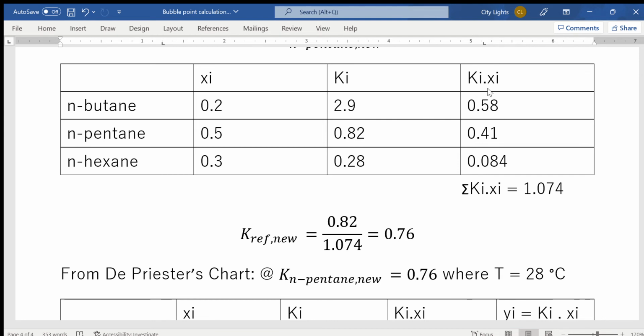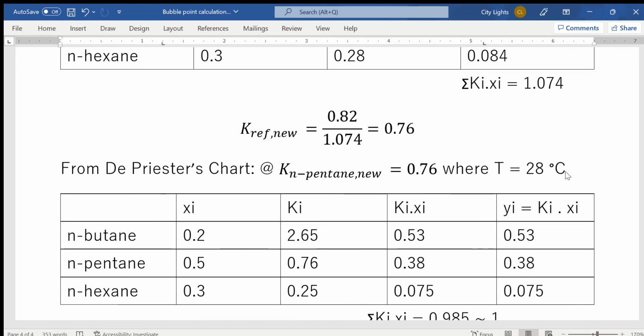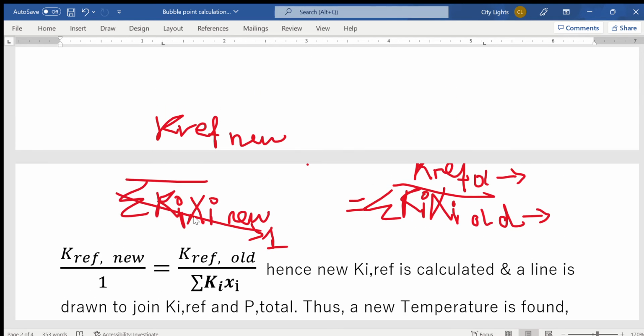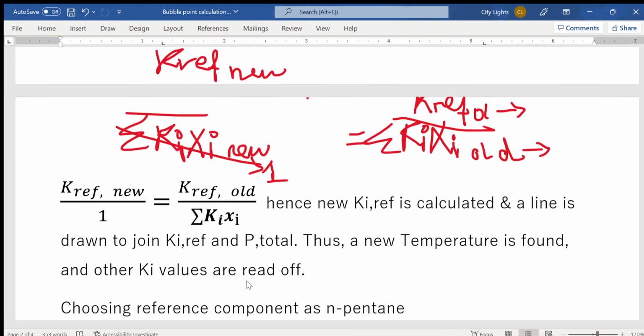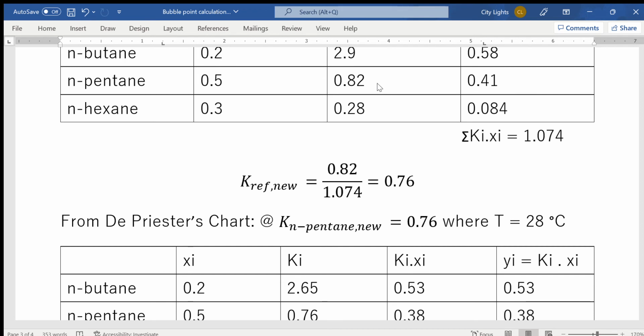Now again, I'm going to calculate the product, and write the summation of the product. Here, my value came out to be pretty close to 1.074, but it's still not equal to 1. So I am going to calculate a new K value using the same formula: K ref new is equal to K ref old divided by the summation number. Now it's telling me to calculate the new K ref as 0.76. Previously it was 0.82. Now it's saying 0.76.